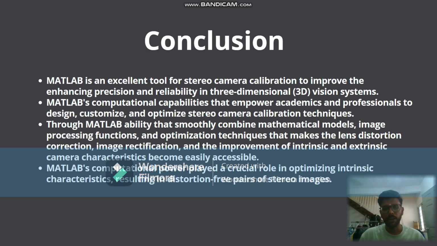Through MATLAB's ability to smoothly combine mathematical models, image processing functions, and optimization techniques, lens distortion correction, image rectification, and the improvement of intrinsic and extrinsic camera characteristics become easily accessible. And finally, MATLAB's computational power plays a crucial role in optimizing intrinsic characteristics, resulting in distortion-free pairs of stereo images.